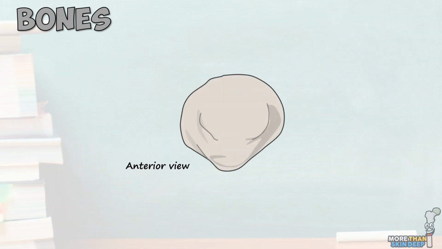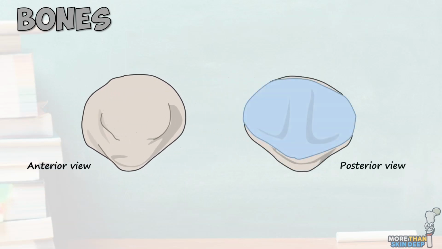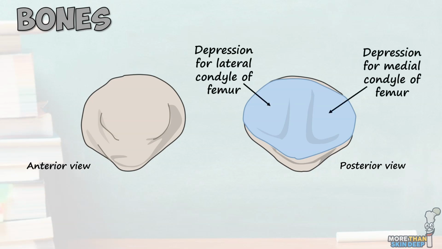Compared to the other two bones, the patella is really simple. It's a round, flat sesamoid bone that sits within the quadriceps tendon. From behind, we can see the patella is covered with a single sheet of hyaline cartilage. It has two depressions, one for each condyle of the femur, and a smooth vertical ridge which helps keep the patella in place during movement.